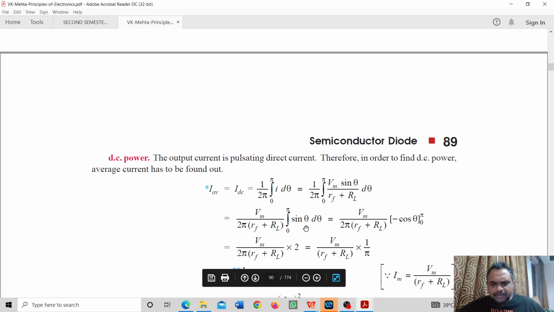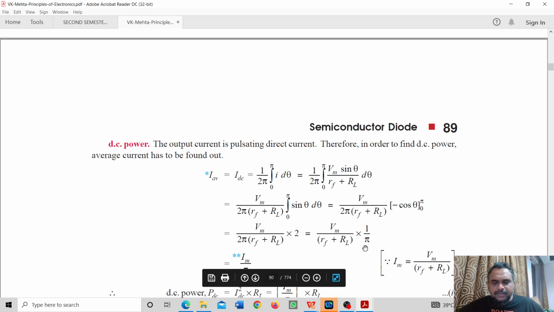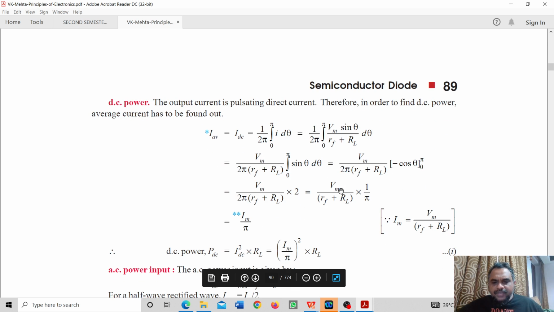The integral of sin theta is minus cos theta, and then I put the limits, minus cos theta from 0 to pi. That will give you 2, because cos pi is minus 1 and cos 0 is 1, and there is a negative sign also, so that will become 2. So the average current is 2 Vm by 2 pi into (Rf plus RL). The 2 and 2 cancel out, so we get Vm by (Rf plus RL) into 1 by pi. Vm by (Rf plus RL) is nothing but the maximum current, so Im by pi is the average current or DC current.